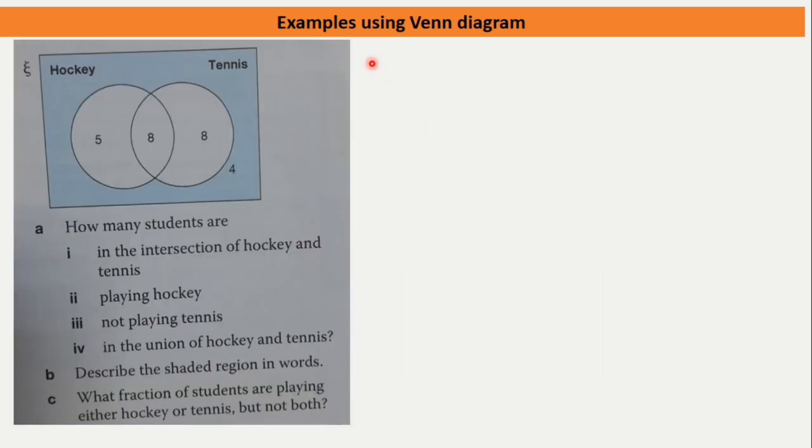Let's take some examples using Venn diagram. This Venn diagram shows the information about the sport that 25 students are playing in a PE program. Let's answer these questions using the information given in the Venn diagram. How many students are in the section of hockey and tennis? 8 students. Next, how many students are playing hockey? We take all the students in the hockey circle, 5 plus 8. 13 students are playing hockey.